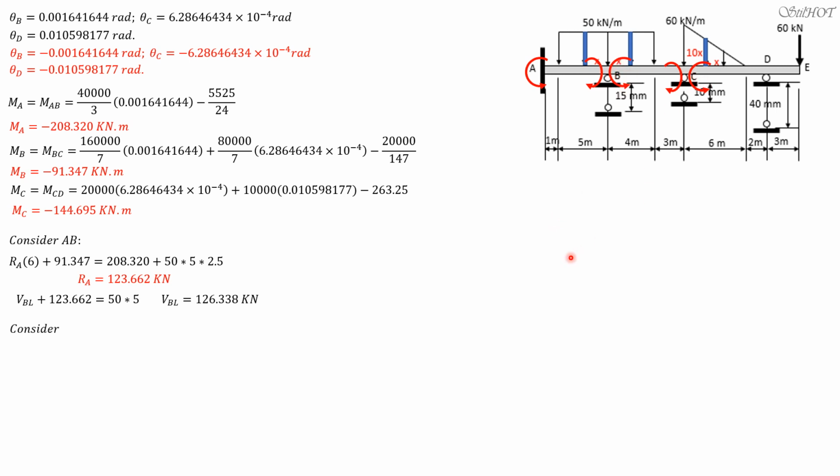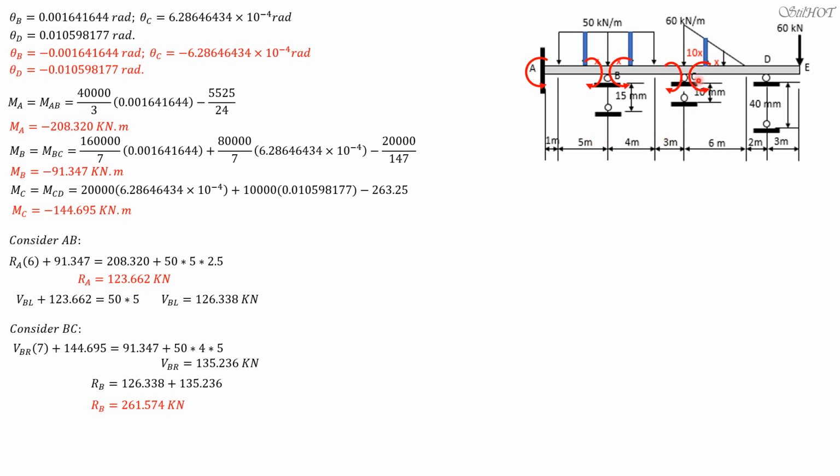Next, let's consider BC. Summation moment about C equals 0. So we have shear at B just to the right plus moment at C, which is 144.695, equals moment at B, which is 91.347, plus moment of the load 50 times 4 times 5. So shear at B just to the right is 135.236 kilonewtons. So we can also solve reaction at B, which is shear at left of B and shear just to right of B. So 126.338 plus 135.236. Reaction at B therefore is equal to 261.574 kilonewtons upward.